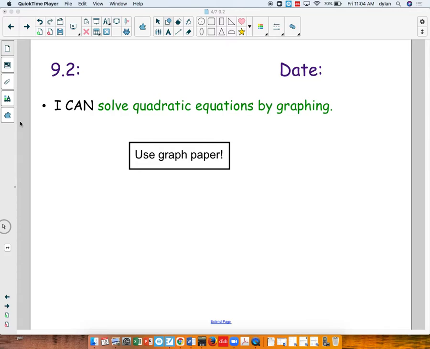So make sure you use graph paper for today's notes and homework because obviously we're going to be solving quadratic equations by graphing. So take a moment to set up your note sheet with the section, the date, and the I can statement, and then resume as soon as you are ready.